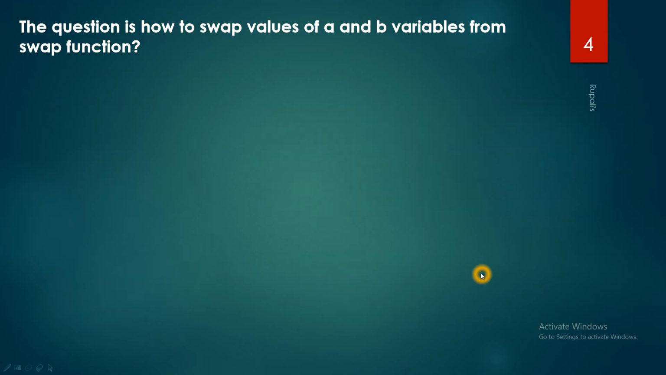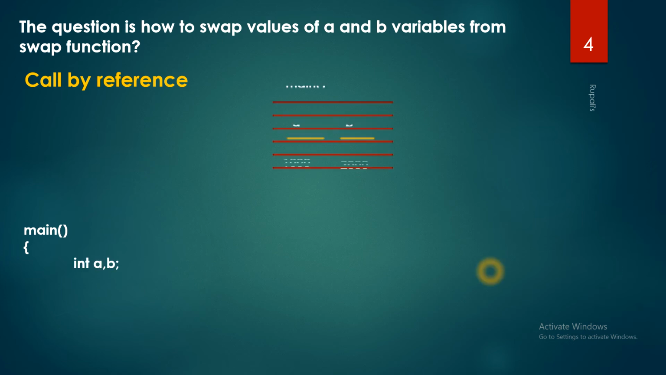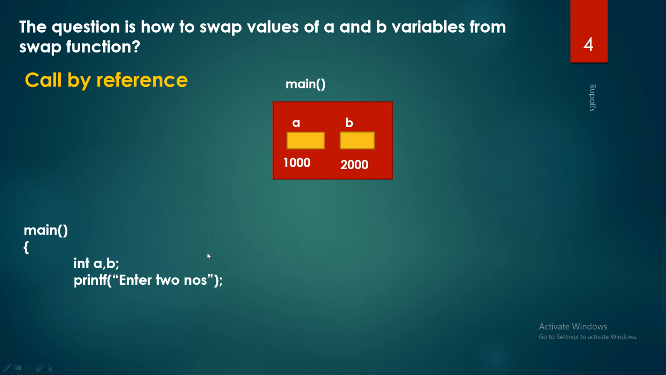So the question is how to swap the values of the a and b variables from the swap function. Then call by reference comes. So how can we write call by reference, how can we call the function? This is our main function, this is a and this is b. Say the address of a is 1000 and b is 2000. Now enter two numbers, and the user gives 10 and 20.